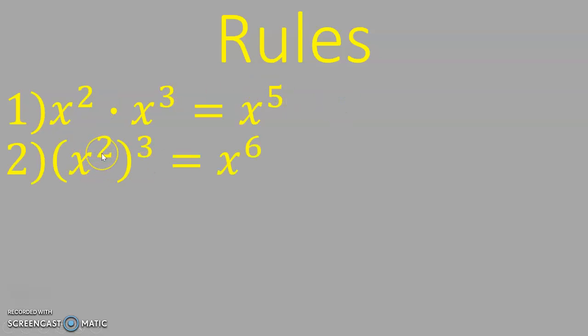There are a long list of rules. These are the most common. I'm going to use numbers here instead of just letters. So x squared times x cubed. Here you are multiplying powers. In that case, you add your exponents. If you are raising a power to a power, you should multiply exponents. And these two get mixed up a lot. So add exponents here, multiply there.